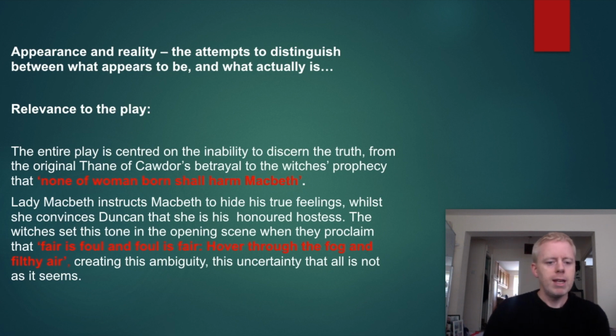Lady Macbeth instructs Macbeth to hide his true feelings, while she convinces Duncan that she is his honoured hostess, all the time plotting his murder. The witches set this tone in the opening scene when they proclaim that fair is foul and foul is fair, hover through the fog and filthy air. What can you not do in fog? See clearly. So that ambiguity, that confusion, that things are not necessarily as they appear.